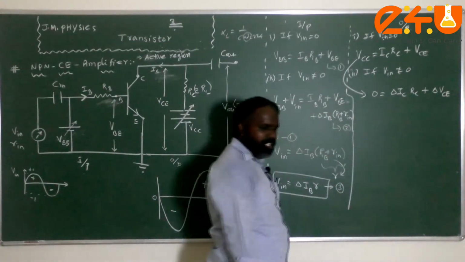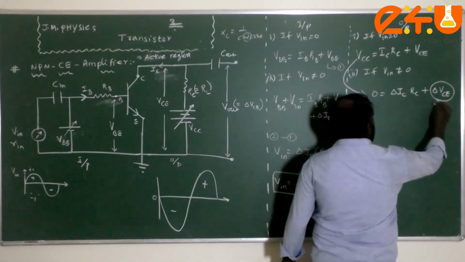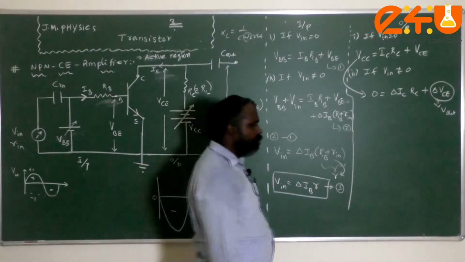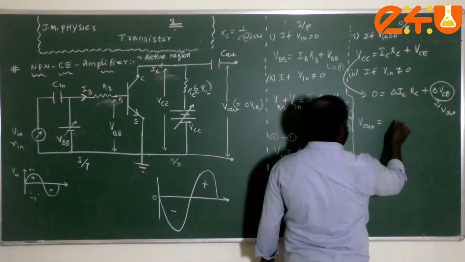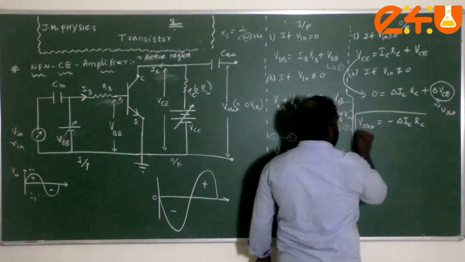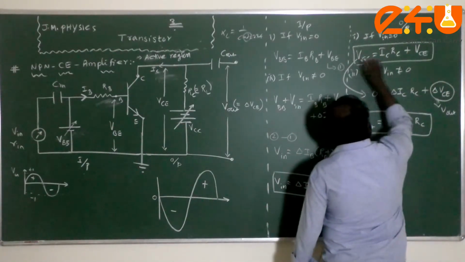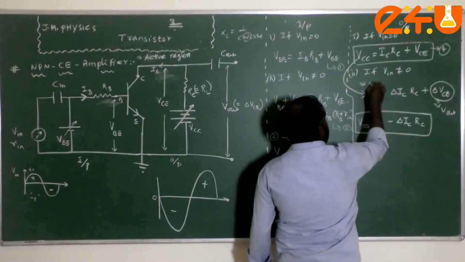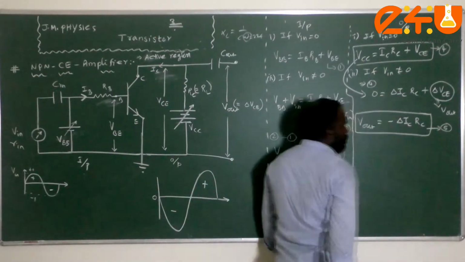This delta VCE is considered to be the output voltage. Therefore I can say that V out is equal to minus delta IC RC. So I can take this to be equation number 4, and when equation number 4 is differentiated, I get equation number 5.